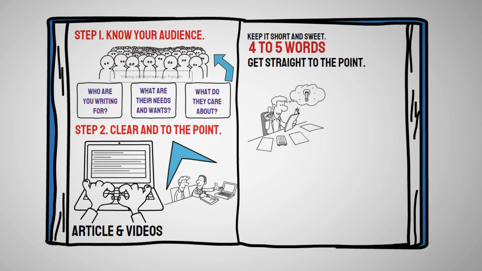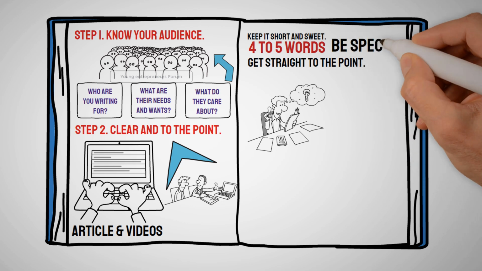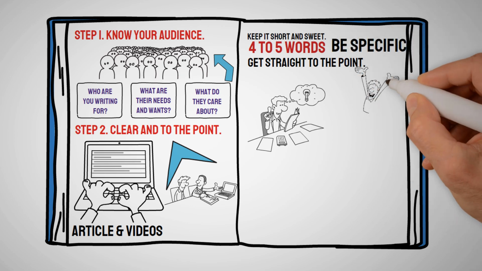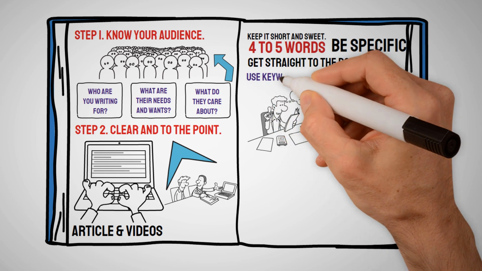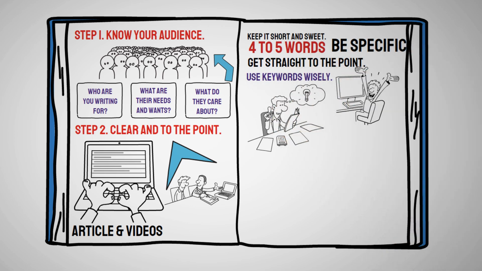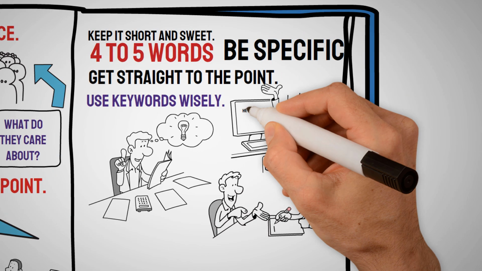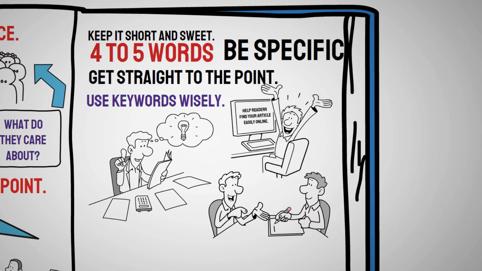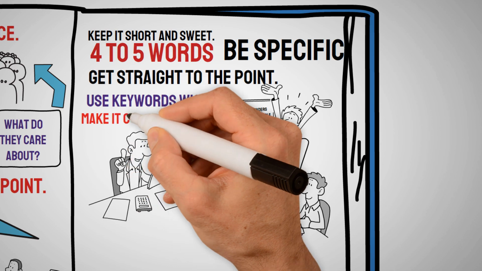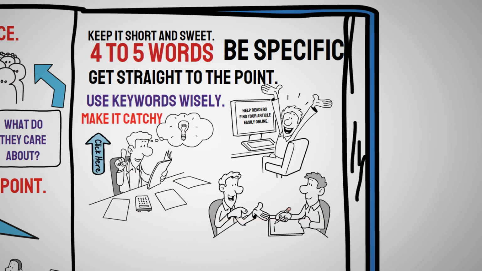Be specific. A good headline is specific and tells readers exactly what they can expect to find in your article. Use keywords wisely. Choose keywords that accurately describe your article content and help readers find your article easily online. Make it catchy. A catchy headline will make readers want to click on your article and read more.